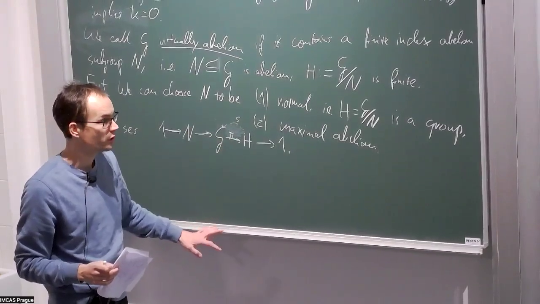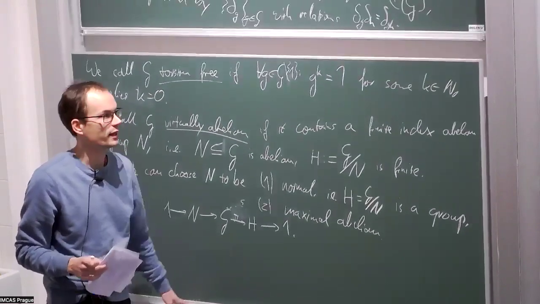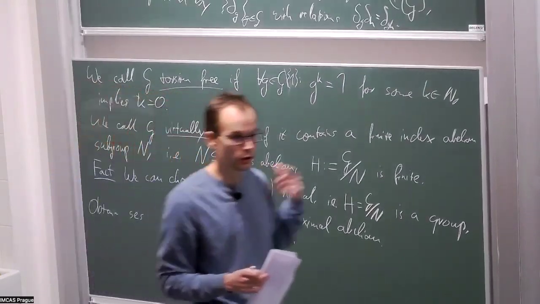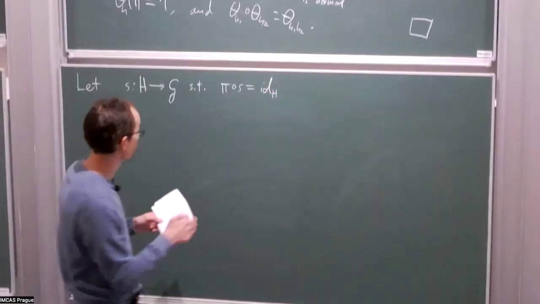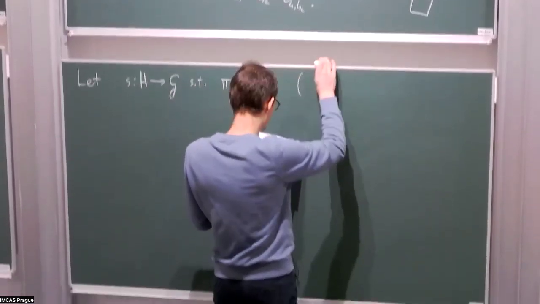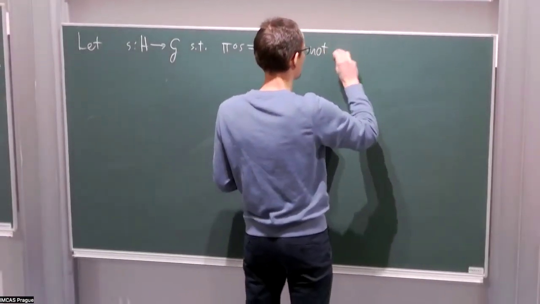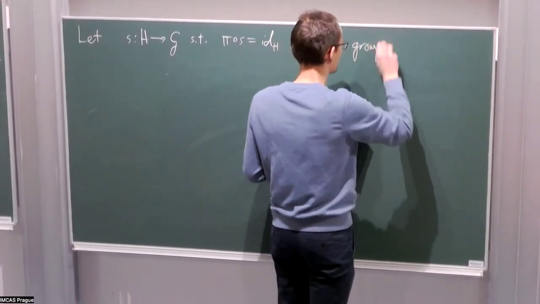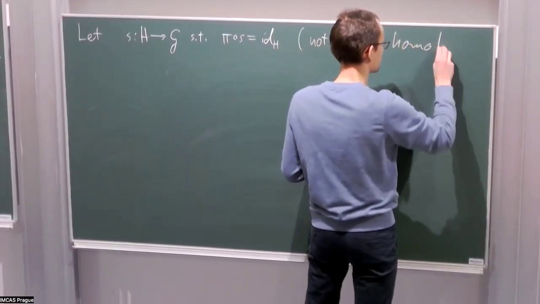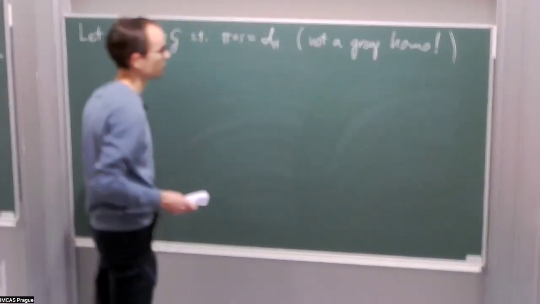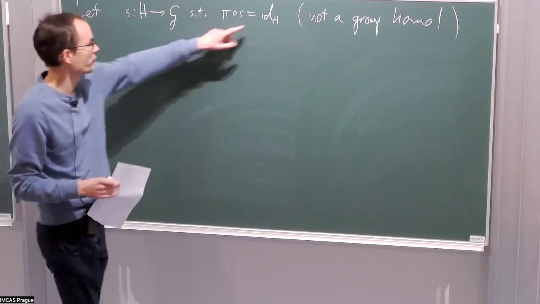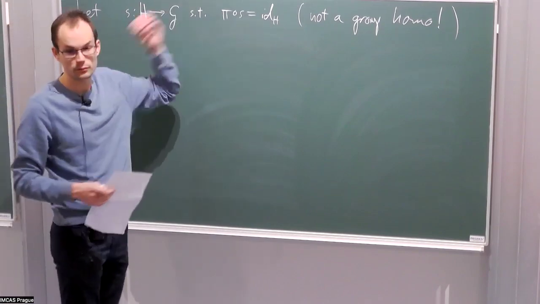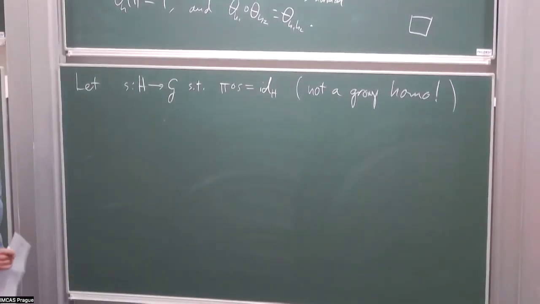And you can do this if you don't ask s to be a group homomorphism. You cannot always get a group homomorphism which does this. Then the extension would be trivial. But you can do this if you just take a set theoretic lift. So in general, it's not a group homomorphism. Okay, so then we can do this. You just go through the elements of H and you pick any element in the pre-image of that h.